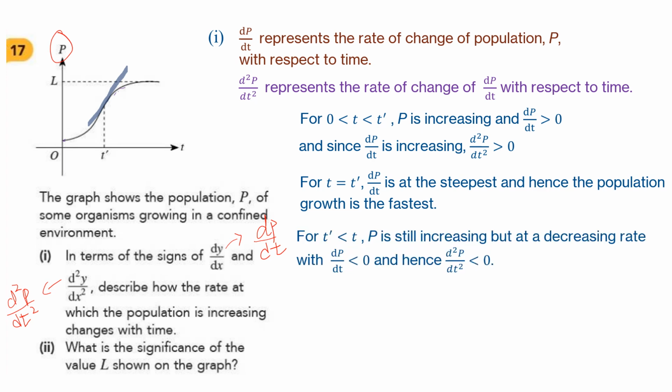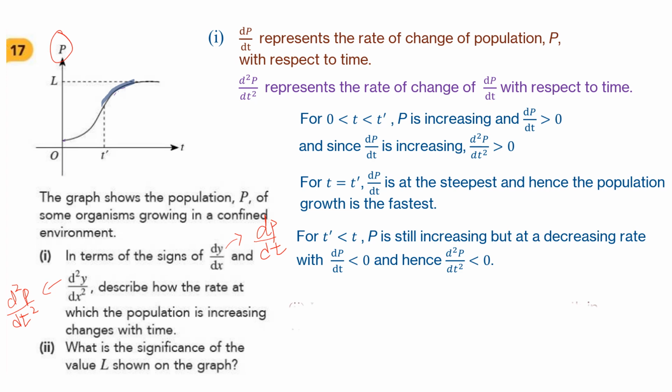Then what happened when t is more than ti? This is what is happening here. You see that the population is still increasing, but at a decreasing rate. That means it has slowed down already, not increasing as much as just now. So therefore your rate of change of population is decreasing, and since it's negative, your d squared p over dt squared is less than 0. So this is how you explain it in part 1.